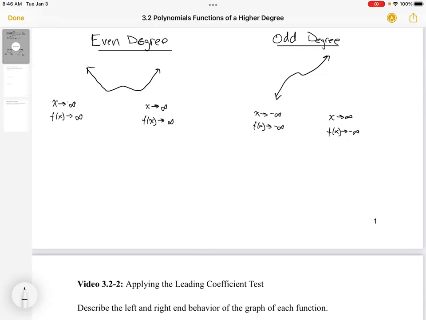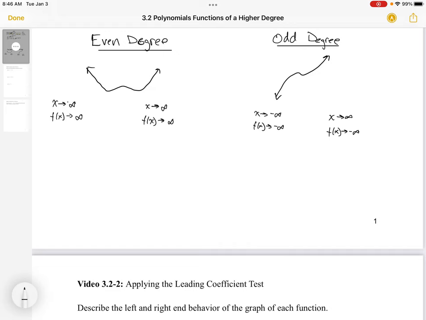In this video, we're going to be doing some examples describing the left and right end behavior of a polynomial function. But before we do so, I just want to review a couple of things and bring up the importance of the leading coefficient when identifying end behavior for a polynomial.